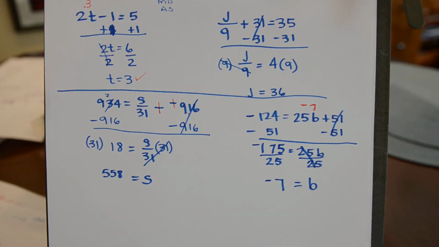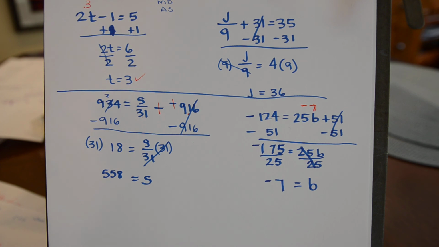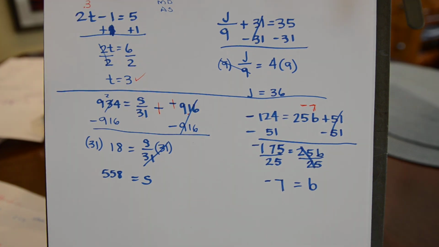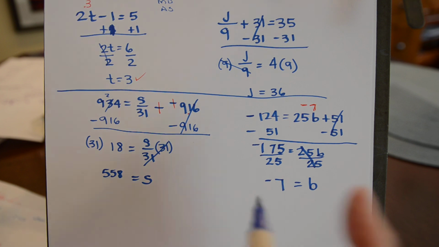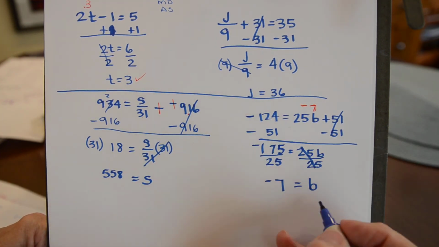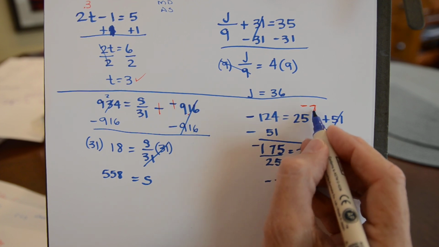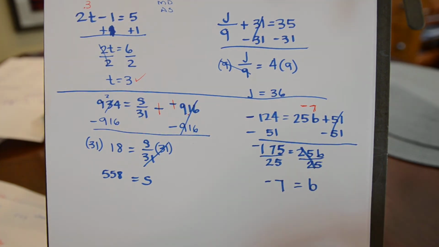So let's just do this. I will start with 25 times negative 7 plus 51. And that does, in fact, equal, let me just back it up. Yeah, so it equals this negative 124. When you multiply 25 times negative 7 plus the 51, you get negative 124.